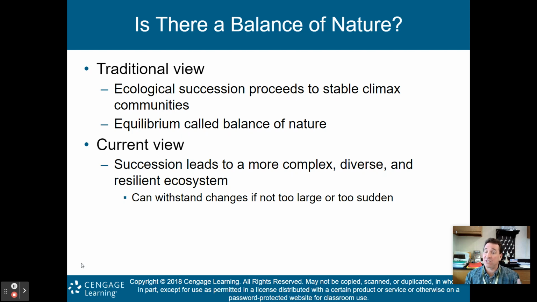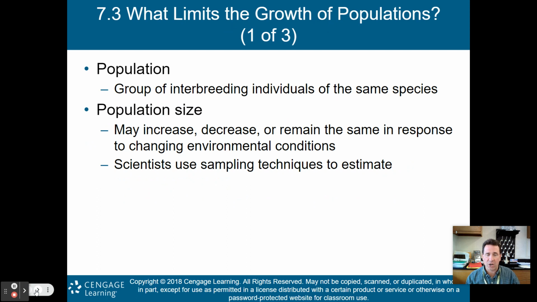There's always constant change going on in these ecosystems. So the view currently is that succession does lead to more complex, diverse, and resilient ecosystems that can withstand changes to them, but not necessarily equilibrium or a balance, that there always is still some sort of change going on in that ecosystem. So again, that is the more current view. So again, definitely understand the differences between the traditional view and the more current view that we are seeing now. All right, so that was ecological succession.